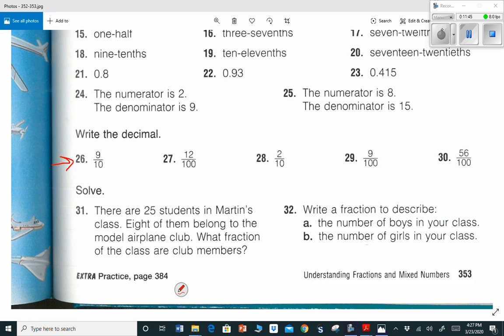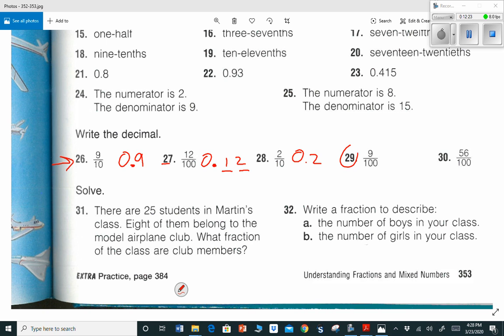Okay, more decimals. I want you to take the fraction and turn it into a decimal. 9/10 is a 9 in the tenths place. Put a 0 there to make it neat and pretty. Number 27, we need 12 to end in the hundredths place. Hundredths place is 2 digits after the decimal point, so our 12 goes right there. Put a 0 here to make it good form. 2/10, put a 2 in the tenths place. Put a 0 here for good form.